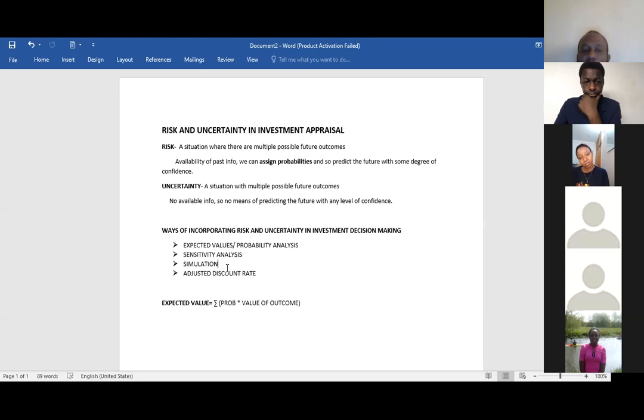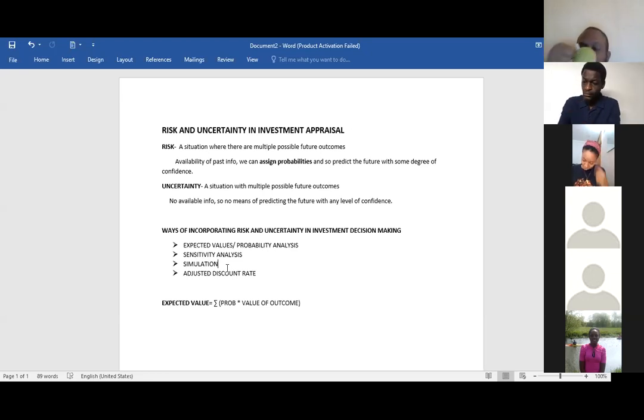Now the third method, the third way, and please remember the emphasis that sensitivity analysis, strictly speaking, is not a risk incorporating technique, because it doesn't use expected values, and that's the reason why, because it doesn't assign probabilities to the outcomes. Now with simulation, what happens with simulation is that, if you will, simulation.